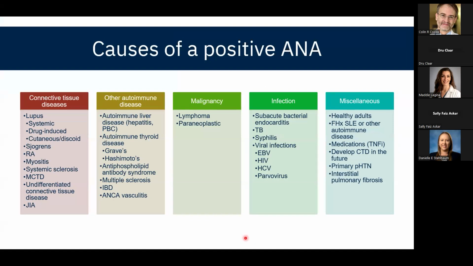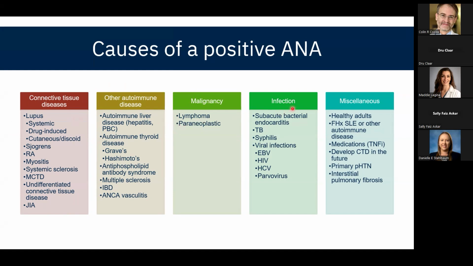Okay, and then just because you have a positive ANA does not mean that you have a connective tissue disease. So certainly ANAs are seen with many of our connective tissue diseases over on the left, but they're also seen in other autoimmune diseases, including autoimmune thyroid disease, such as Graves and Hashimoto's. They can be seen in APS, MS, inflammatory bowel disease, ANCA vasculitis, autoimmune liver disease. So again, it can pop positive for a variety of reasons. We can also see them positive in malignancy, particularly lymphoma and other paraneoplastic processes.